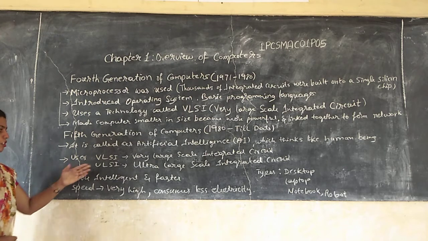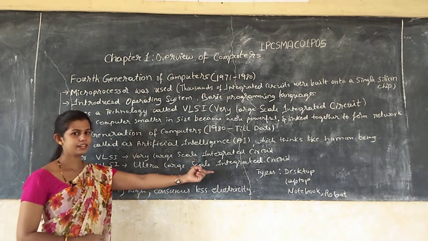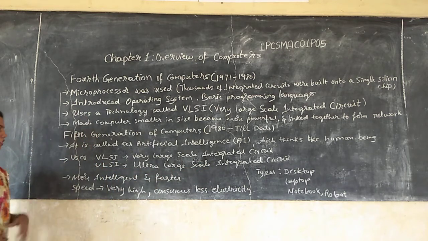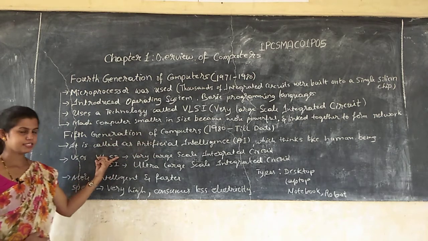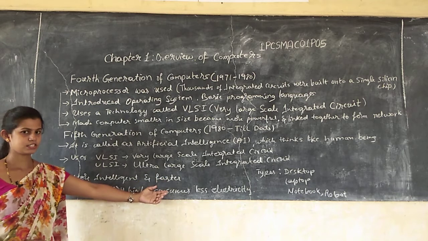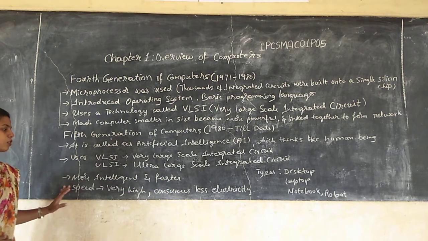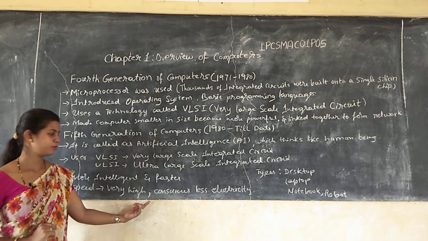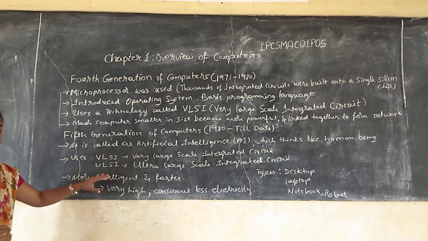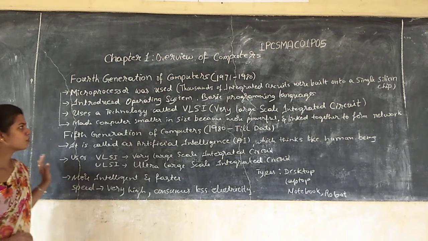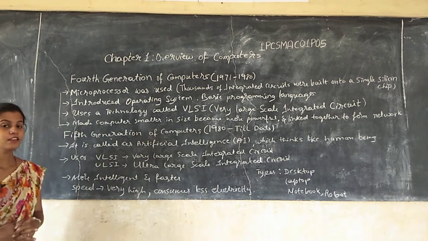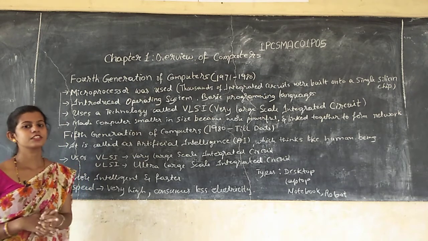Here they have used the technology called VLSI, that is Very Large Scale Integrated Circuit, and ULSI, that is Ultra Large Scale Integrated Circuit. The technology used in fifth generation of computers is VLSI and ULSI. These fifth generation computers are more intelligent and faster. The speed is very high compared to other generations of computers, and it consumes less electricity. Some of the types of fifth generation computers are desktop, laptop, notebook and robot, etc. These are the fifth generation of computers, and presently we are using fifth generation computers.